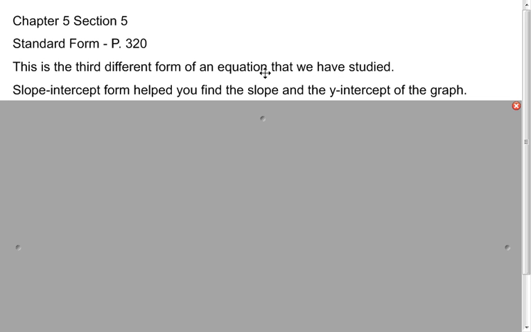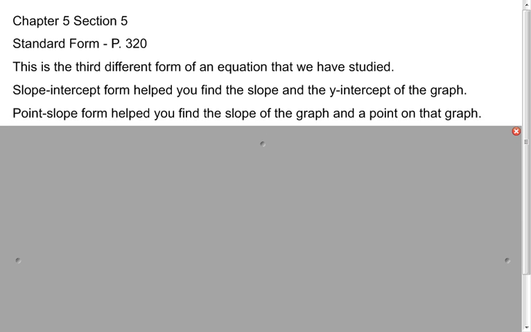Let's review a little bit. Slope-intercept form, that's y equals mx plus b. Just like the name says, with slope-intercept form you can find the slope and you can find the y-intercept in order to graph it. The second one was point-slope form.